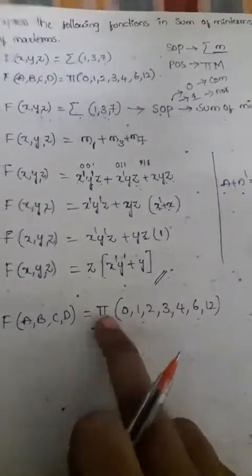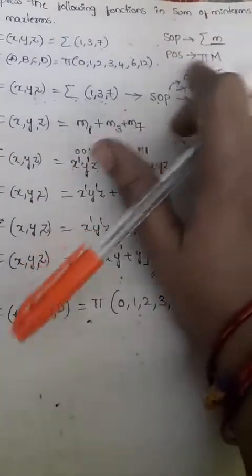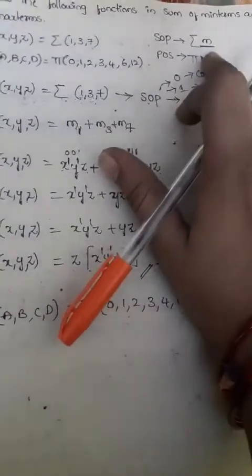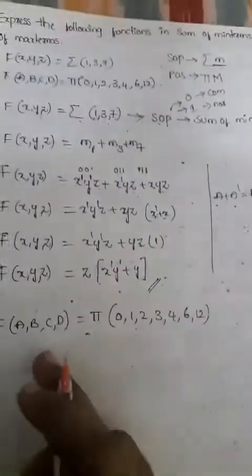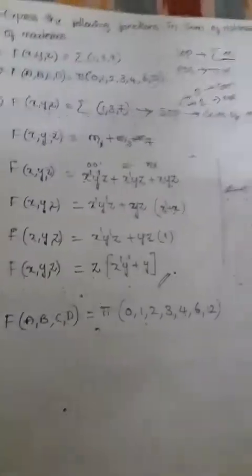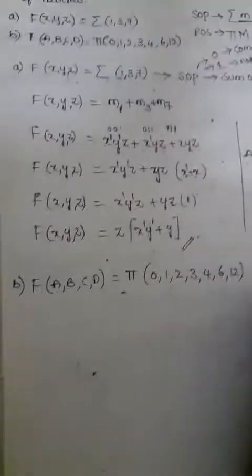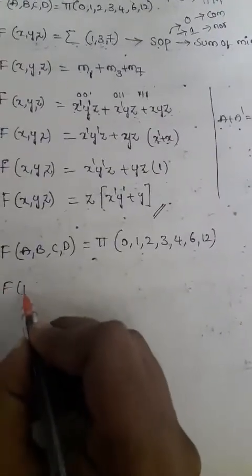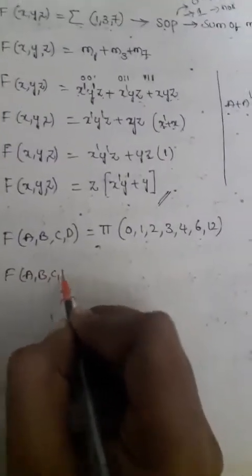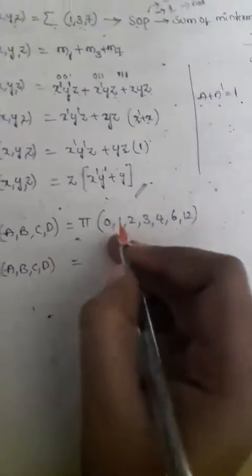Directly based on this symbol we'll explain that. Based on this symbol we identified that it is in POS, right? So this is already a POS expression, and POS is applicable for the product of max terms, right? So based on this function we'll decode those values. Okay, f of abcd is equal to, how to write the product?